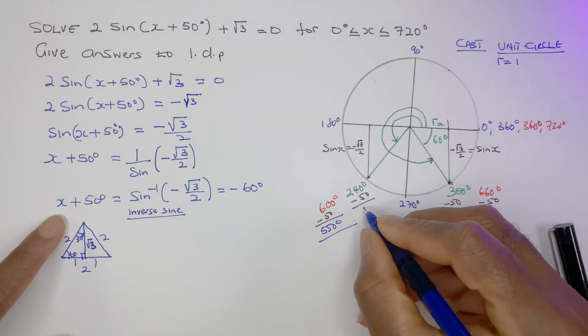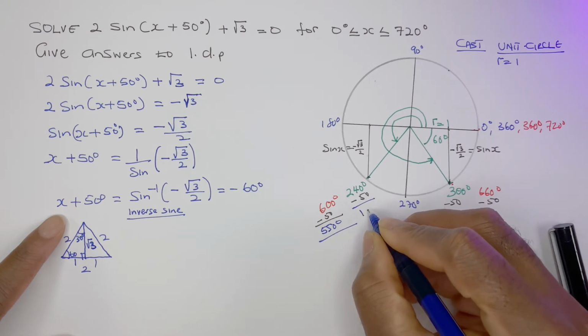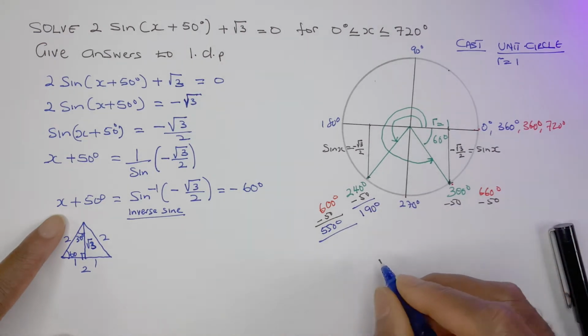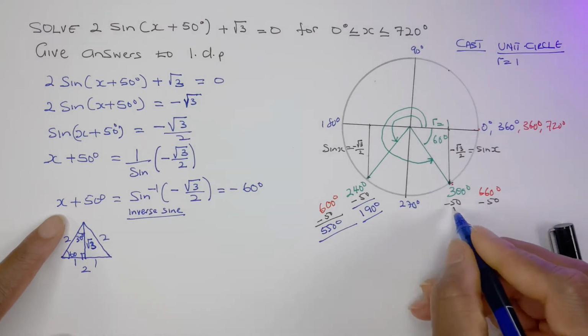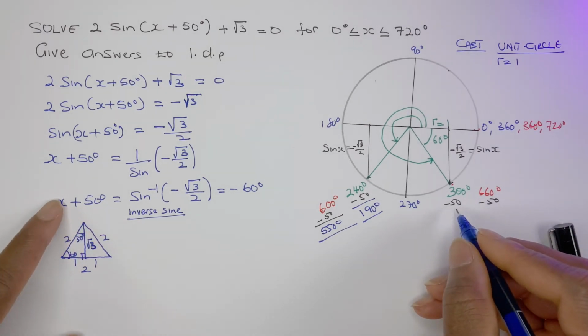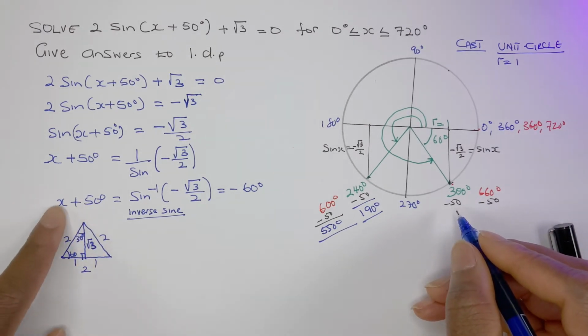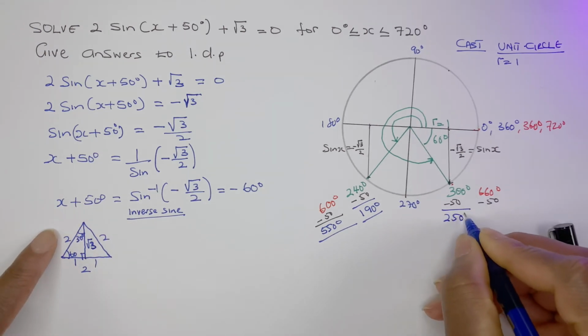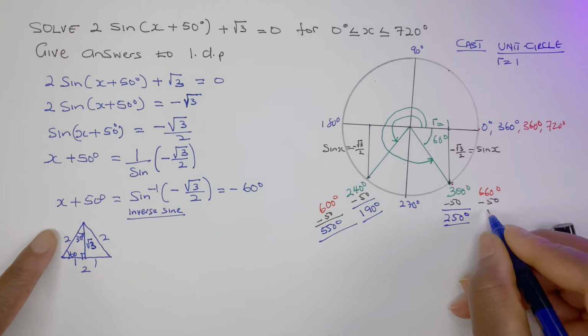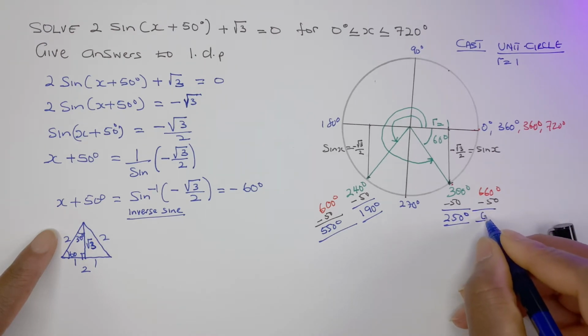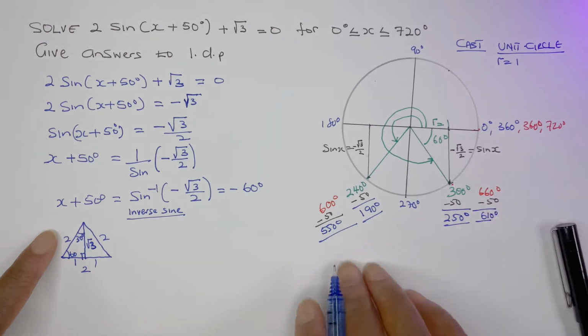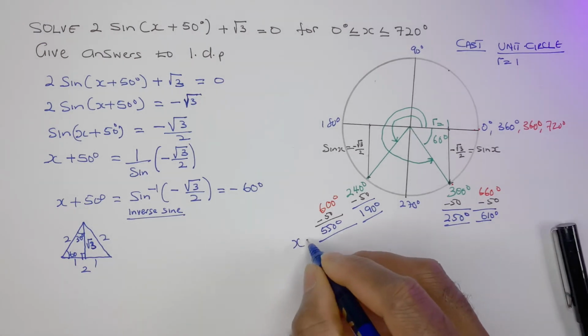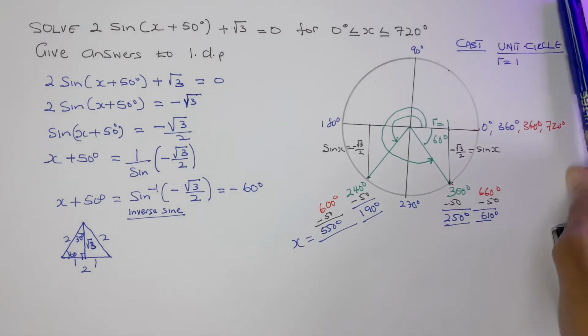50 from there, what does that give me? That gives me 190 degrees. That's the answer for that one. 50 from there, because I'm adding 50 to x, I need to take away to make x the subject now. So that would be 250 degrees. And 50 from there, that would be 610 degrees. So those are the x values. So that's the answer for that one.